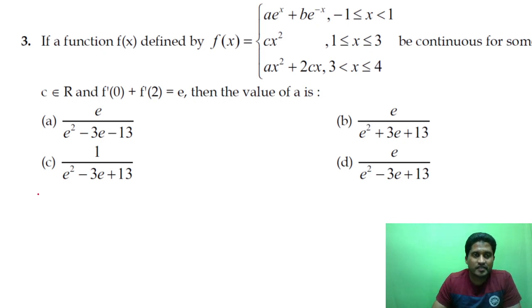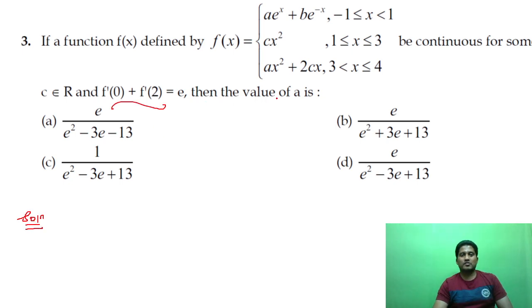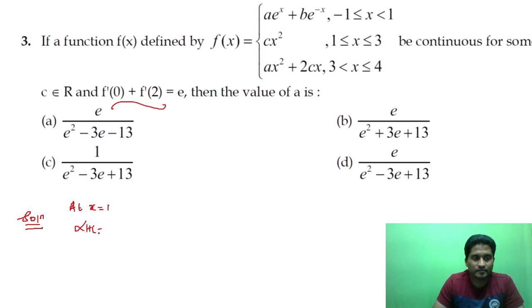If a function is continuous for some A, B, C belongs to R, and f dash of 0 plus f dash of 2 is equal to e, what should be the value of A? So it's continuous, right? At x is equal to 1, left hand limit is equal to right hand limit.